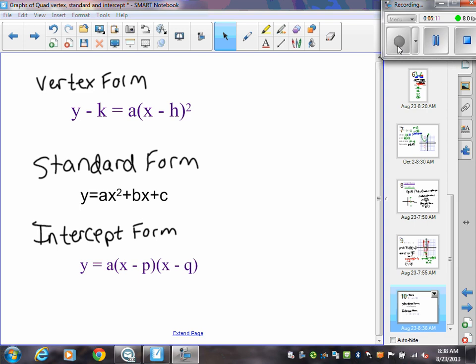Think about some of the pros and cons of each of these forms. Which form do you feel most comfortable working with? But make sure that you can do all three of these forms. Depending upon what equation I give you or what form I give it to you in, I expect you to pull up that information right away.